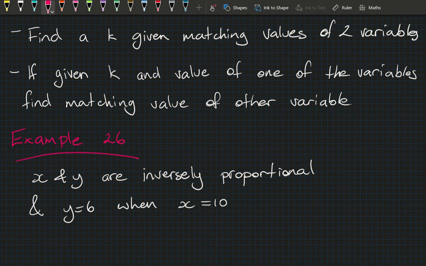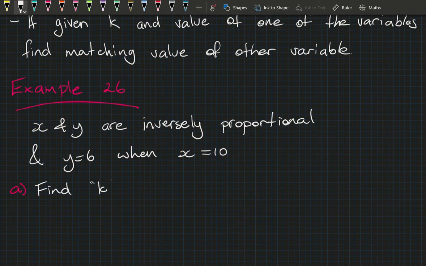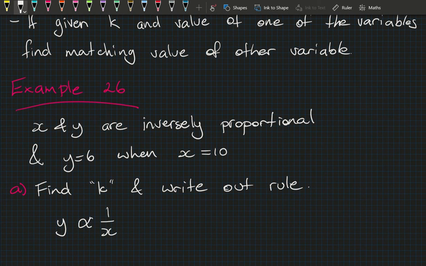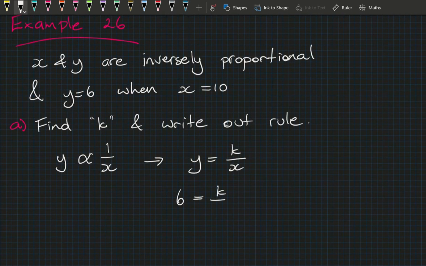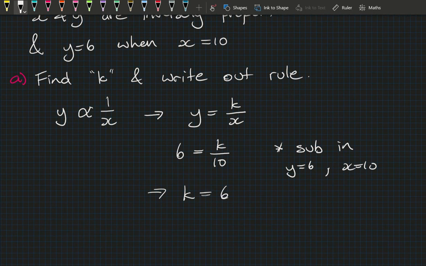Okay, so part A, we've got to find the constant k and write out the rule. And what they mean by that is because y is inversely proportional to x, then y has to equal k on x. So that means that 6 has to equal k on 10, just by subbing in the values y equals 6 and x equals 10. So multiplying both sides by 10 means that k equals 60. So therefore our rule is y equals 60 on x, or you could even write it as x times y equals 60.